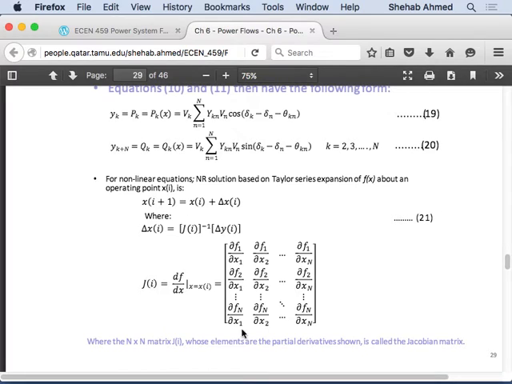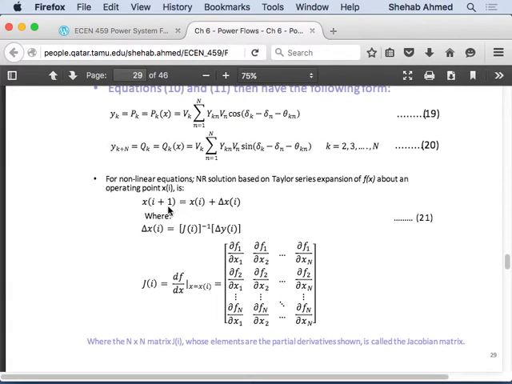And I will construct a matrix based on that. I will go through an example here to see how we construct this matrix. If I construct the Jacobian matrix and I'm able to invert it, and I multiply it by my vector of power sensitivities, then I can calculate my delta x. Once I've calculated my delta x, I add each delta x to my current estimate to find my new estimate.